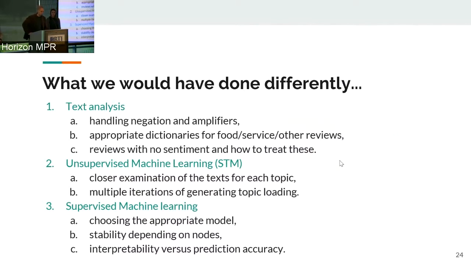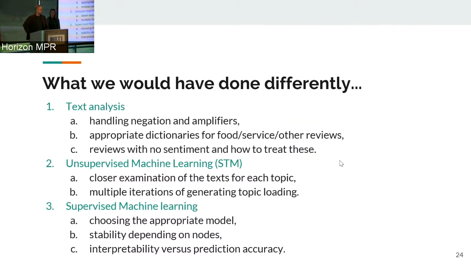For unsupervised machine learning, that was the topic modeling. We would do a closer examination of the text for each topic, and multiple iterations of generating topic loading. For our supervised machine learning, in order to predict the stars, choosing the appropriate model took us a very long time, and that was definitely a challenge. As well, with the stability of the model, setting the seed made a very large difference in our ability to predict the outcomes.